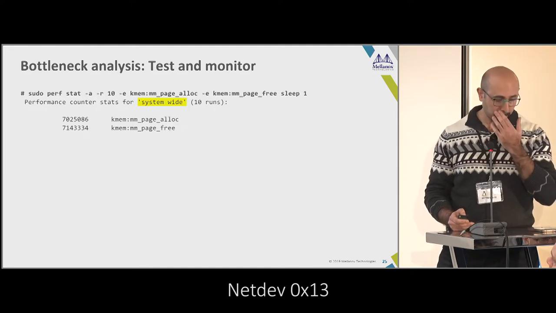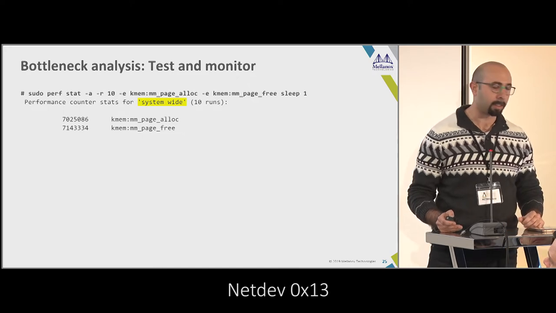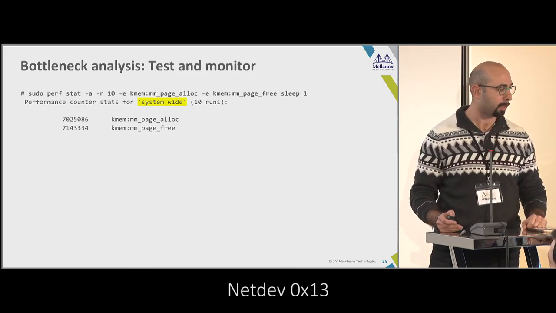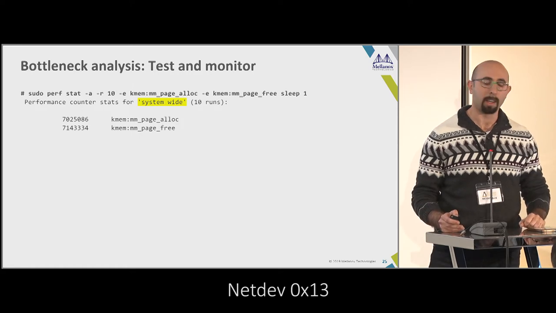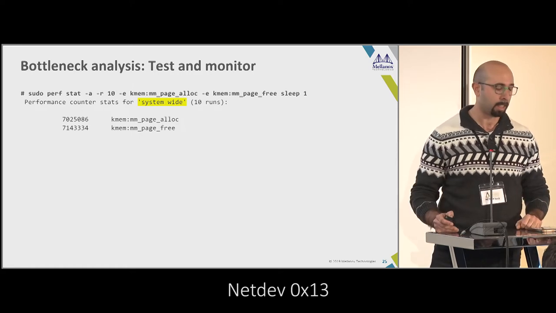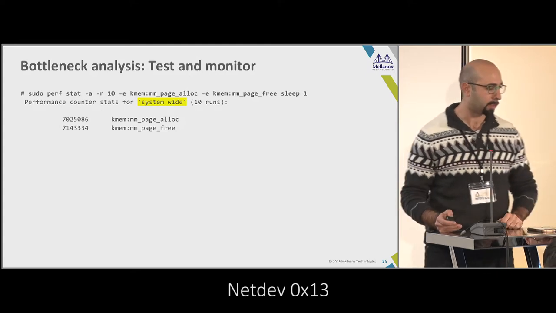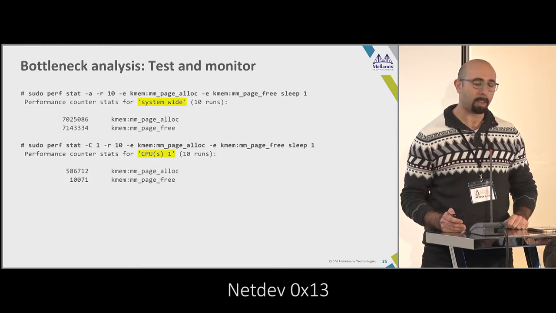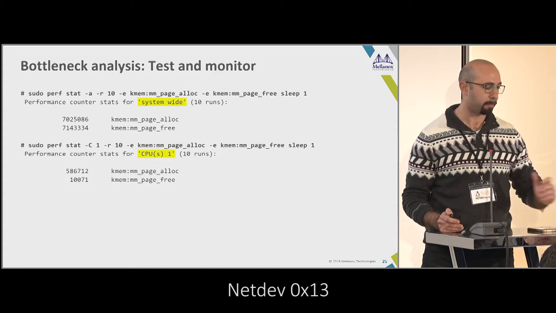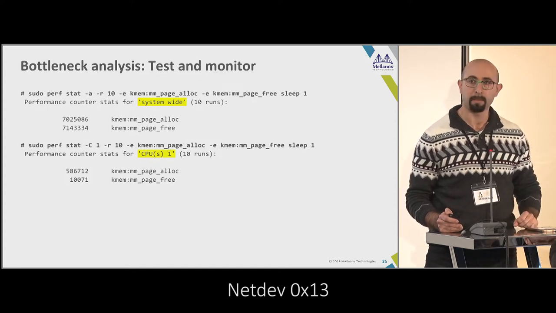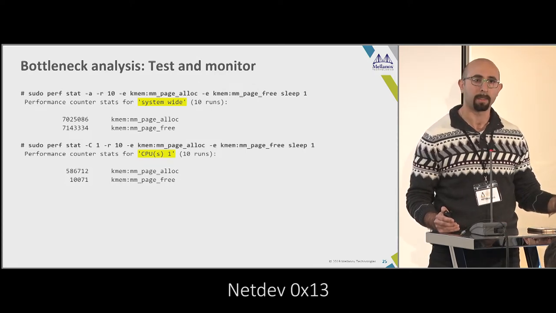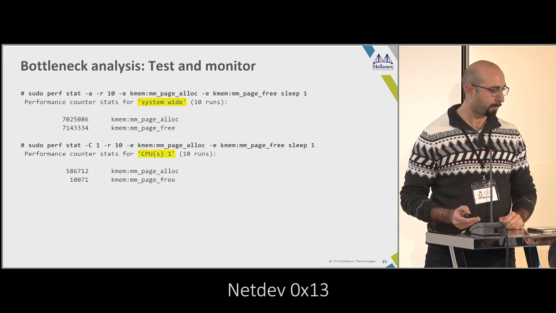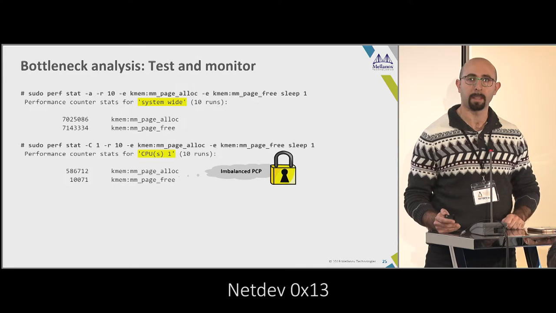Let's see why. When monitoring the two events of page allocation and page free in perf stat, system-wide, the numbers are fine. We see more or less the same allocation and free statistics. Then I looked into core number one. I see that there are many page allocations, few page frees. This means that it's a core of type one that I described earlier. And of course, it's an imbalanced PCP, and it's going to take the lock and access the buddy allocator.